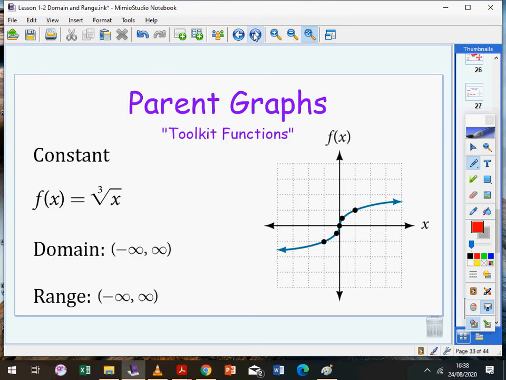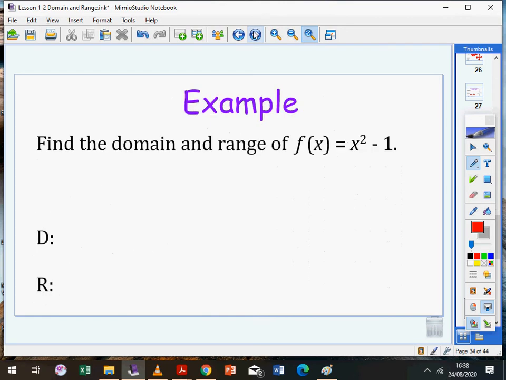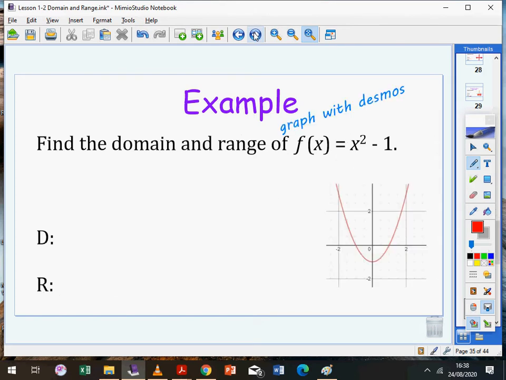So the domain and range will be pretty easy to work out. All right, so let's find the domain and range of this function. An easy step is to first graph it using Desmos. So I graph it with Desmos and I put it here. I hope you can see that the x values continue indefinitely. So my domain will be negative infinity to positive infinity, not included. And my range, there's nothing below -1. Everything in terms of y values starts from -1 and goes upward. So my range will be -1 up to positive infinity.